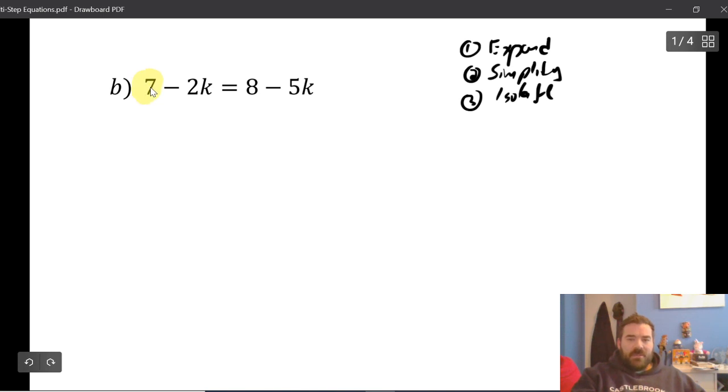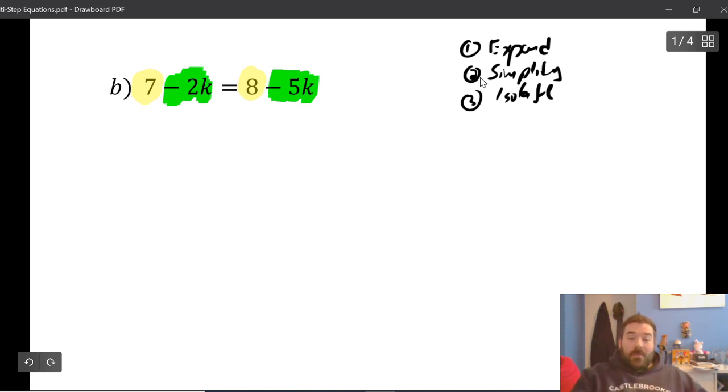There is a like term here. There is a like term over here. So 7 and 8 are both like terms because they're both constants. They do not have variables attached to them. And then I have a like term here, negative 2k. And do I have any other terms with just a k to the power of 1? I do. It's negative 5k over here.